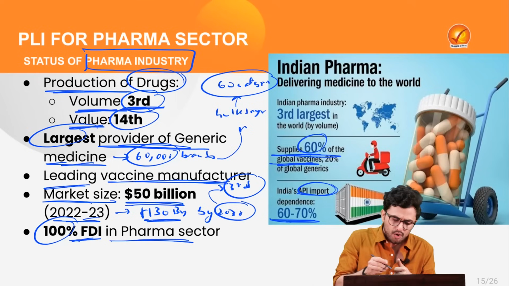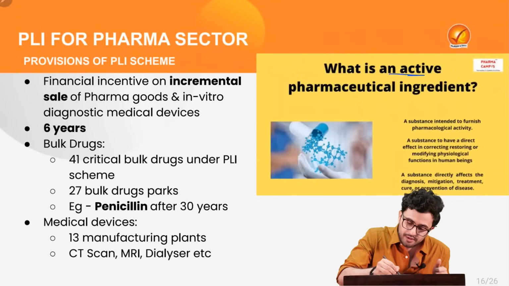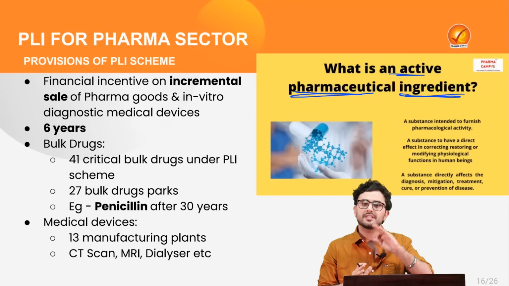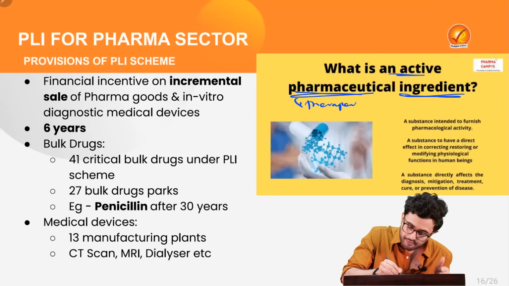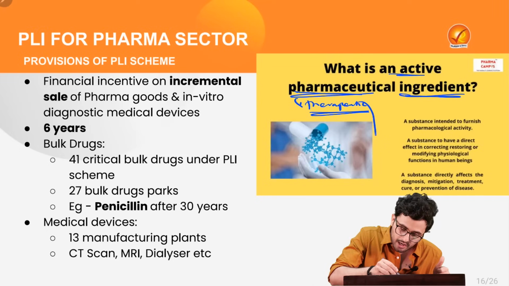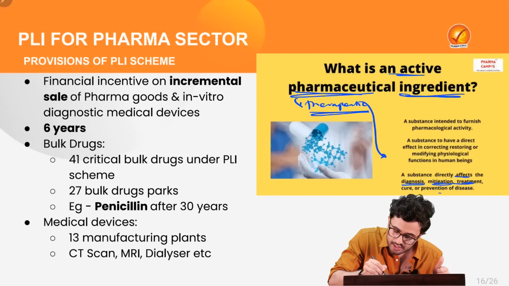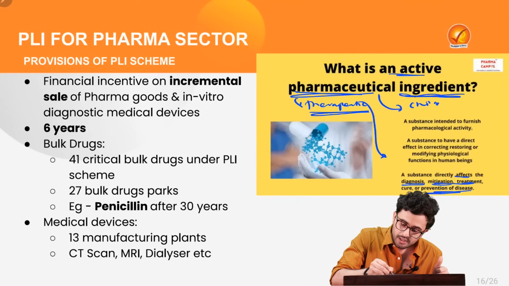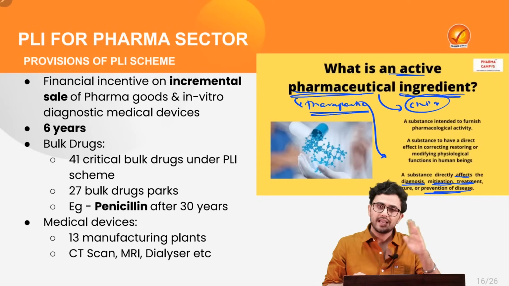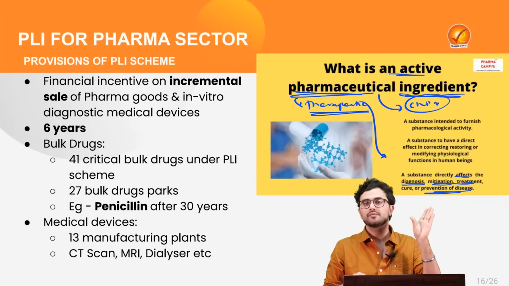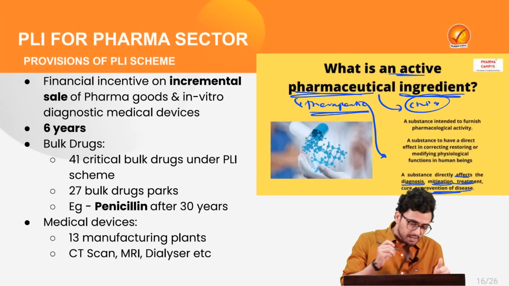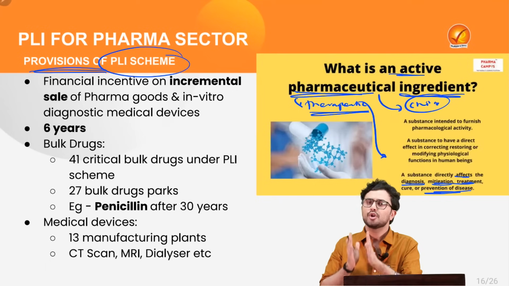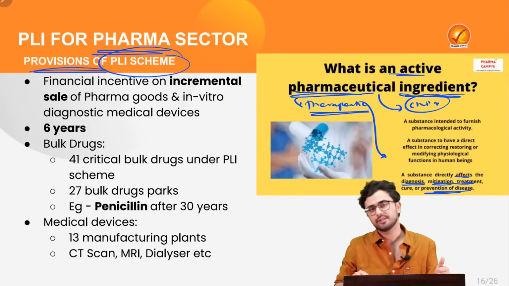Now, a curious mind may wonder, what is this API, or active pharmaceutical ingredient? Well, it is basically a chemical substance which is responsible for the therapeutic effect of the medicine, which ultimately affects the diagnosis, mitigation, and treatment of any particular disease. India imports this majorly from China, thus leading to a negative balance of trade in our trade relations with China. Thus, the government has taken several steps under the Production Linked Incentive Scheme to provide impetus to our pharmaceutical industry.